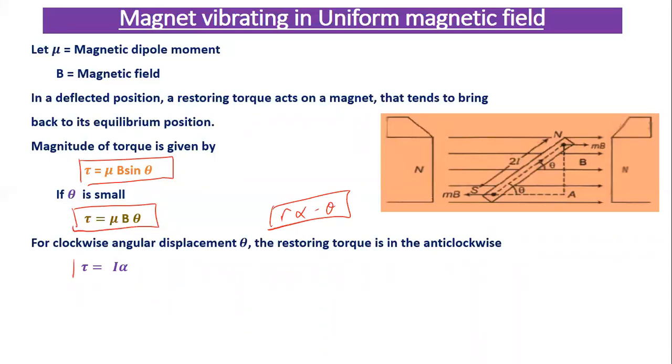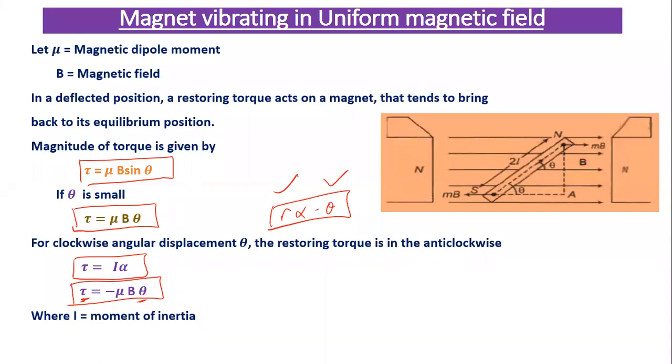We also know another formula of torque: torque is equal to I alpha. Because they are oppositely directed, we can write torque is equal to minus mu B into theta. You can see here torque and theta are oppositely directed, so we put the minus sign. I is the moment of inertia in the above formula, and alpha is angular acceleration.